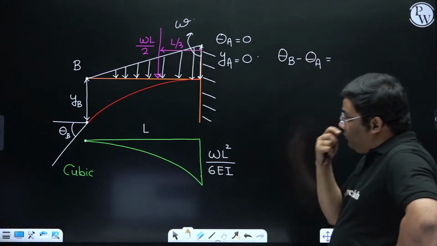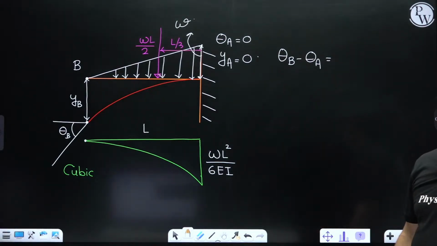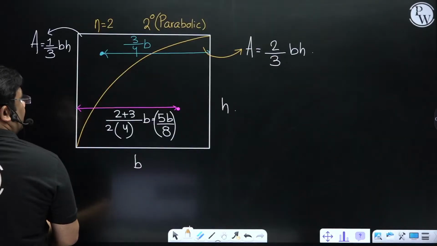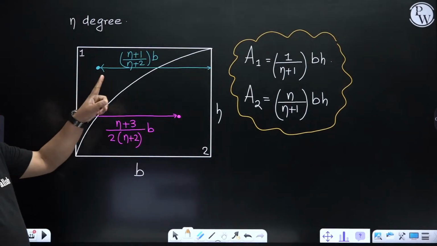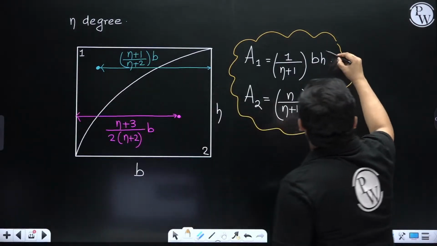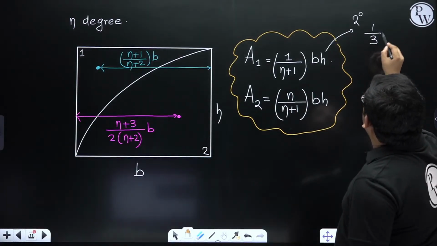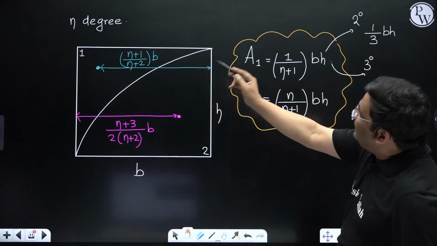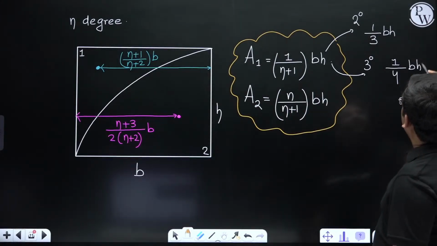this diagram. Now this is not a parabolic, right? So I cannot use that 1 by 3 formula. If you remember what I have told you, this area is 1 by n plus 1 into BH. And therefore, when it was parabolic, 2 degree, it was becoming 1 by 3 into BH. But when it is cubic, 3 degree, what will be this area? This area will be 1 by 4 into BH, right?